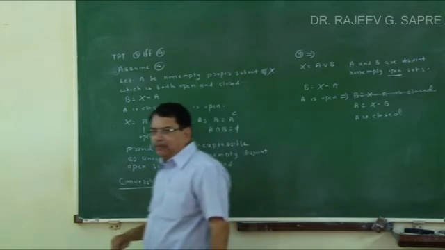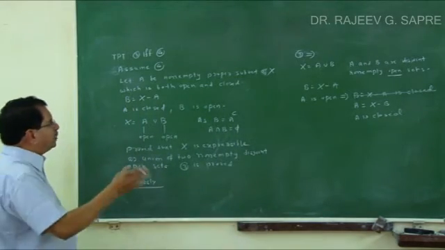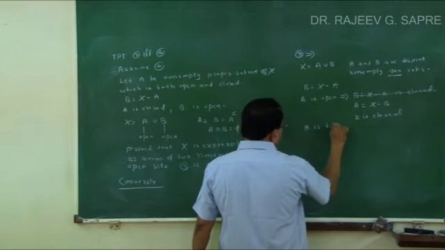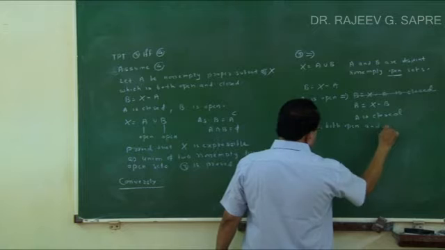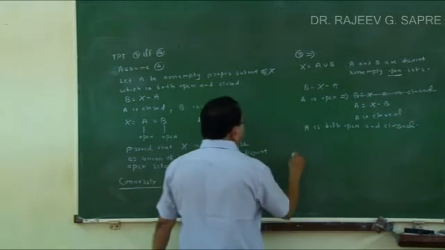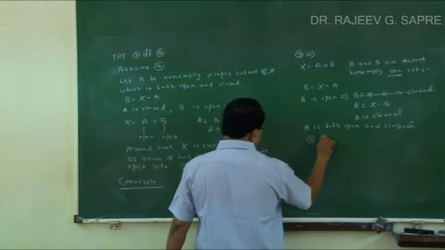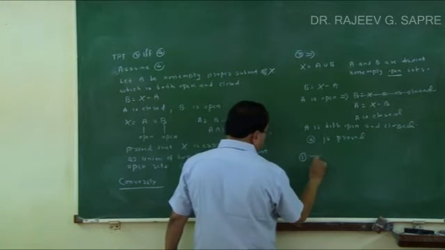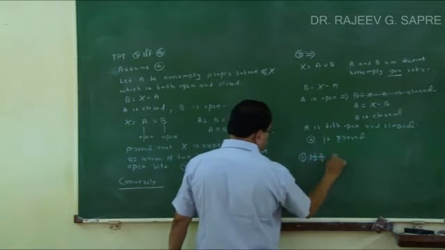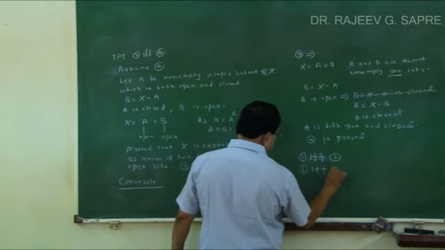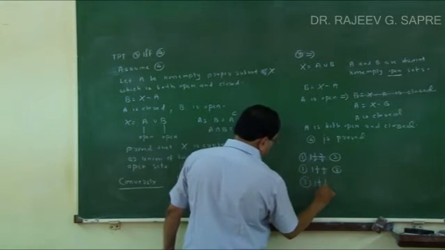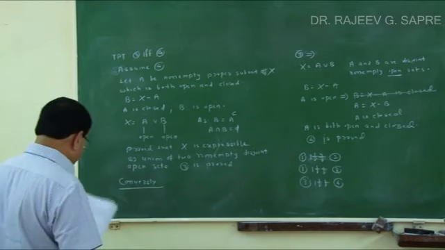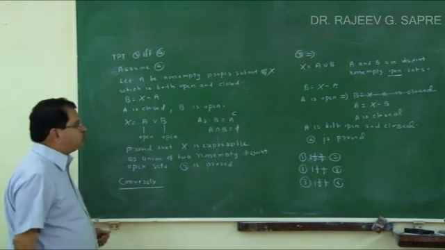And so what has happened to the set A? The set A is now both open and closed. So that implies 4 is true. Now we have established 1 if and only if 2, 1 if and only if 3, and also we have proved 3 if and only if 4. And that means all the 4 statements that we have proved are equivalent. So this completes the proof of the theorem.